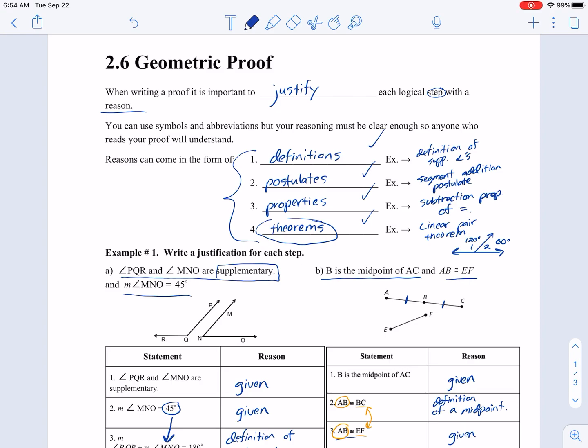All right, good luck on the homework. Keep it neat. Go ahead and you can copy and paste a statement and reason two-column proof from Google if you need it. I'll answer any questions you have in class.